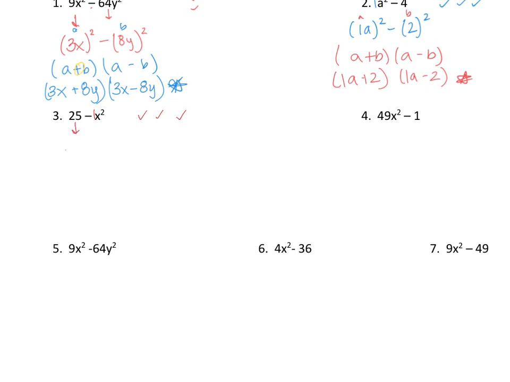So square root of 25 is 5. Put a little square. And the square root of 1x squared is 1x. Go ahead and put a little squared. Now we know our a and b. Remember, a plus b, a minus b. Go ahead and plug in. So my a is 5, and my b is 1x. And do the same thing, but switch the sign.